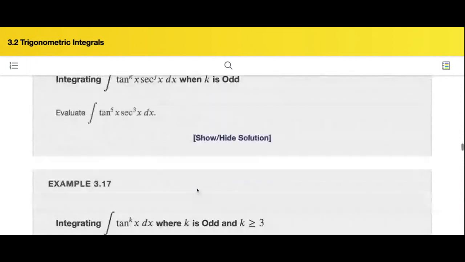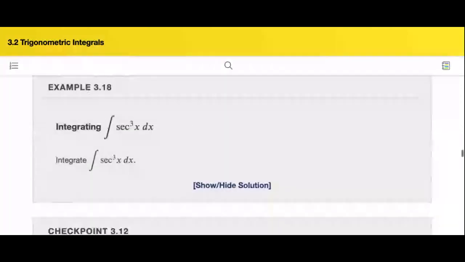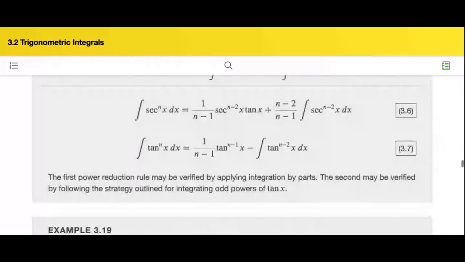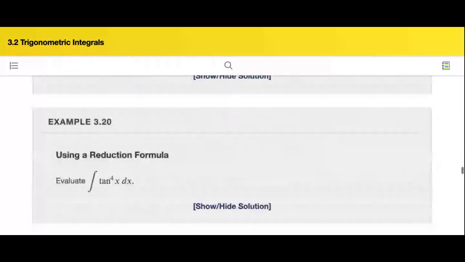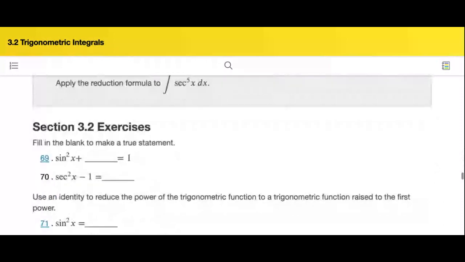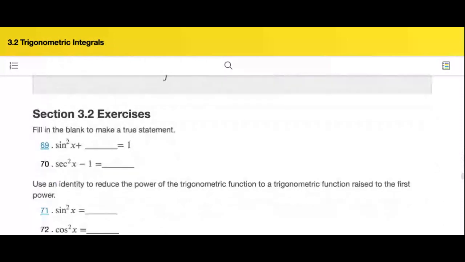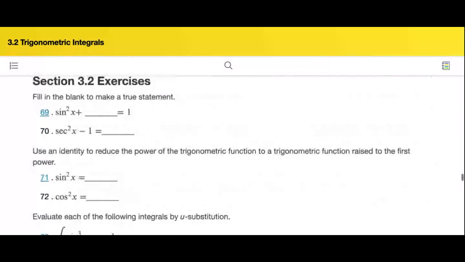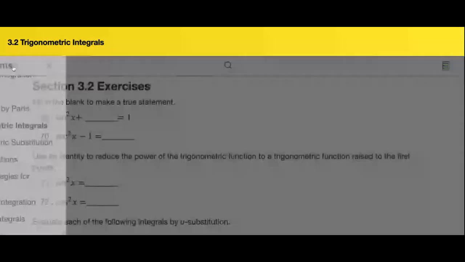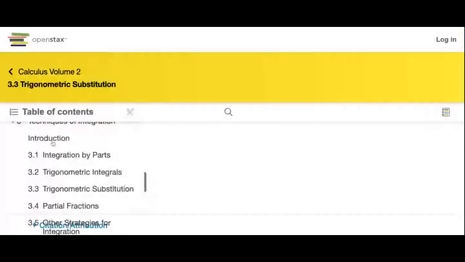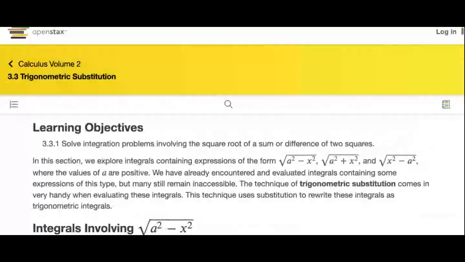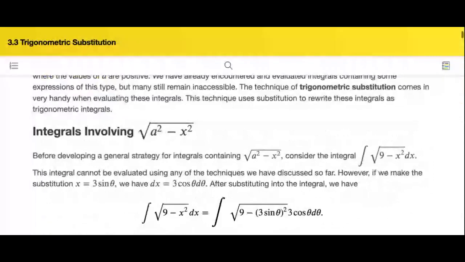But I will assign you some homework for this to practice on it. So I'm going to skip all this. All right, so I'm going to assign you some homework from here. And then let's see, what's 3.3? Trig substitution.